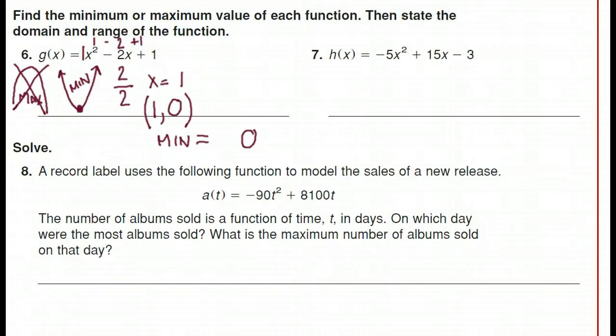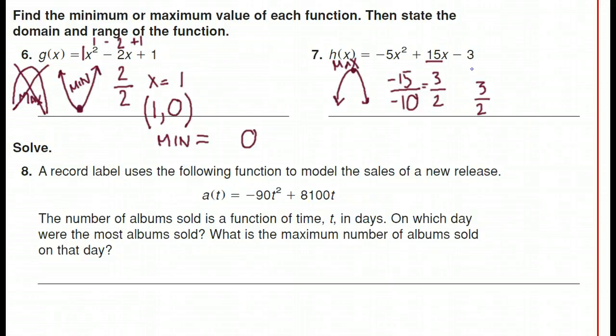Alright, over here a little different story. This is going to have a maximum because it opens down. And that maximum is going to be the vertex. So what is that vertex? Well, let's determine the axis of symmetry. So the opposite of b, here's my b, the opposite of that b is negative 15, all over 2 times negative 5, which is negative 10. Oh, fun. We have a little fraction to deal with. Both divisible by 5, we get 3 halves. So that's equal to 3 halves. So my x value of my vertex is 3 halves. Positive because they're both negative.